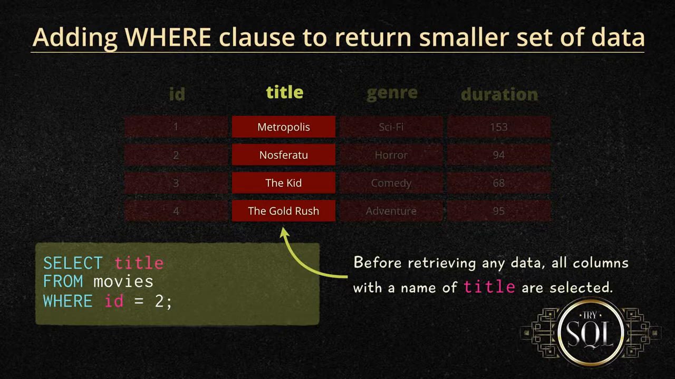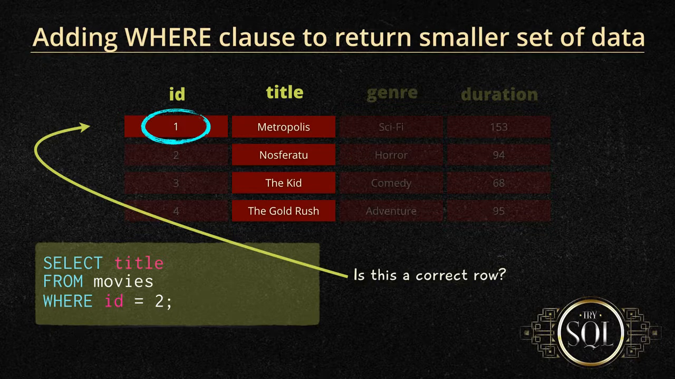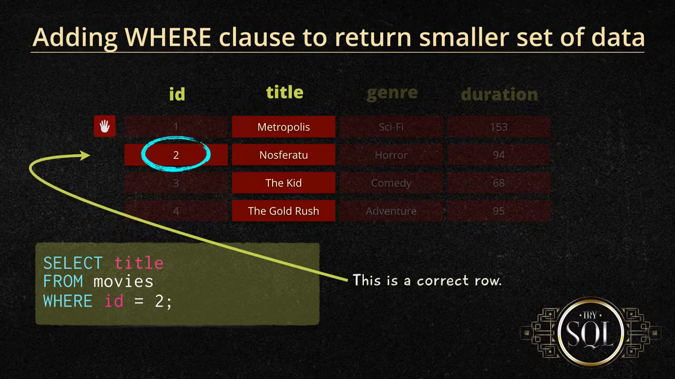Next, the database finds the ID column and seeks where the ID of the movie is 2. Look at that first box. Is that ID correct? No, clearly not. So now let's look further down the column. With one more step, aha, we found a match, where the ID is in fact 2.